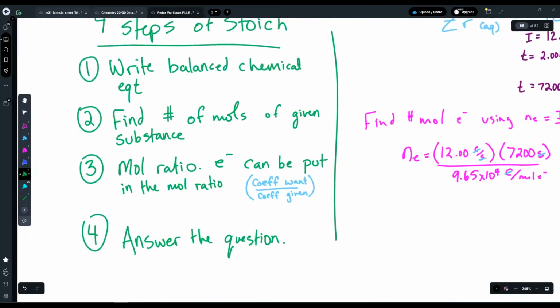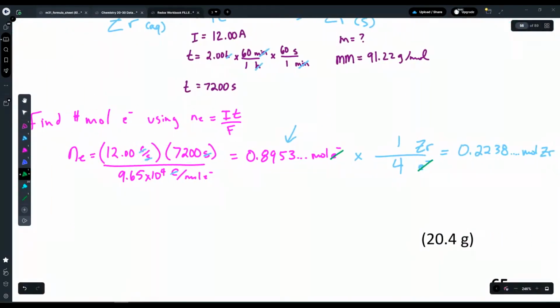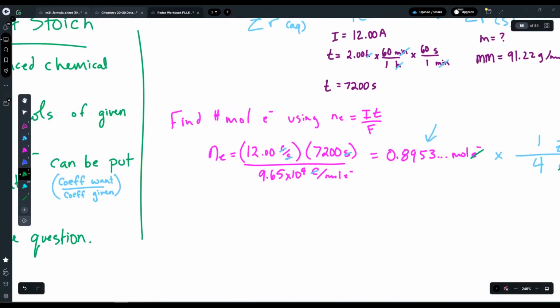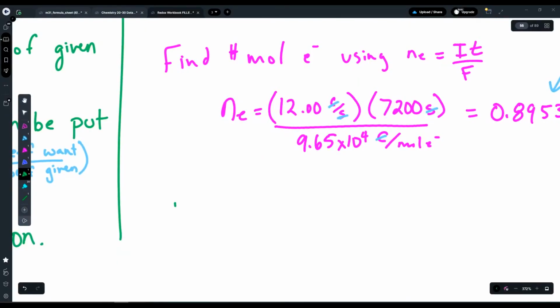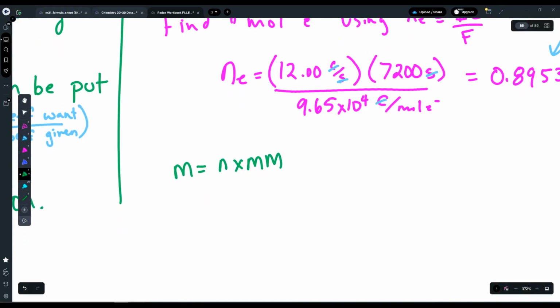Okay, so step number 4, answer the question. So we need to convert from moles of zirconium into grams of zirconium. I'm going to show you the unit analysis way of doing that, but if you really don't like unit analysis, you could go mass is equal to moles times molar mass if you really want a formula. But what I'm going to do is show how you would do it with unit analysis.